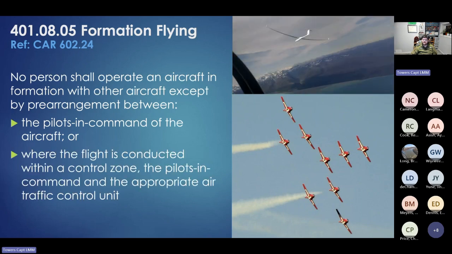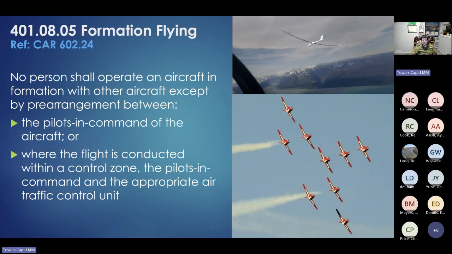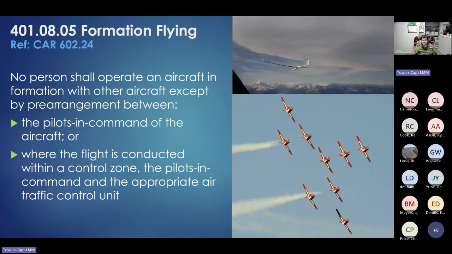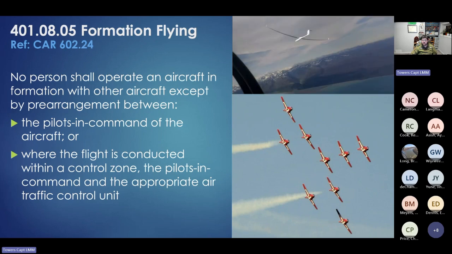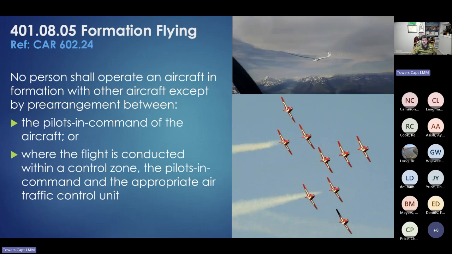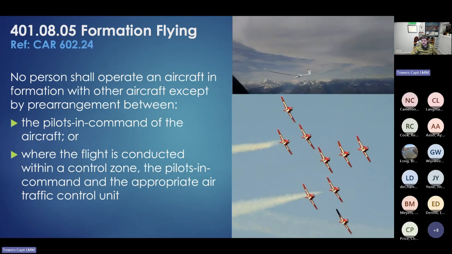When it comes to formation flying, no person shall operate an aircraft in formation with other aircraft except by prearrangement between the pilots in command of the aircraft, or where the flight is conducted within a control zone, the pilots in command and the appropriate air traffic control unit.